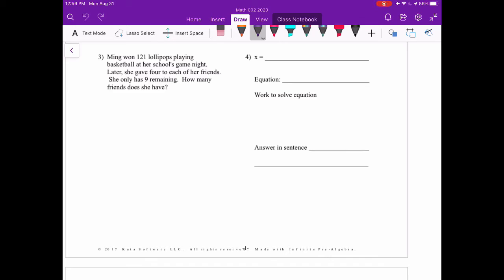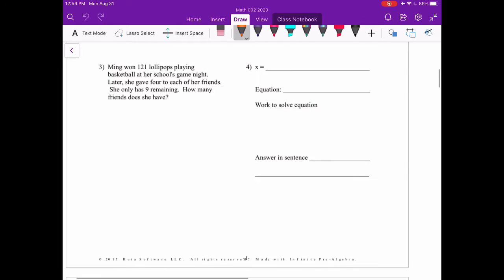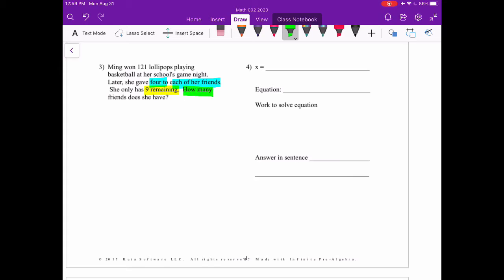Some word problems now, and they're not too difficult. Looking at number 3, Ming won 121 lollipops playing basketball at her school game night. She later gives 4 to each of her friends. There's only going to be 9 lollipops left. And they're asking, this is probably the most important part, the question: how many friends does she have?